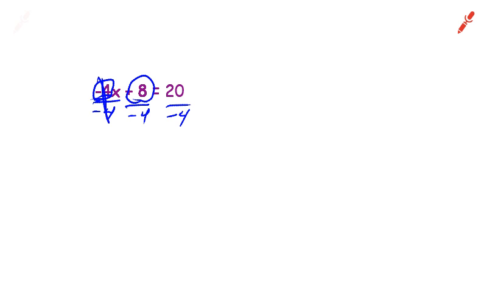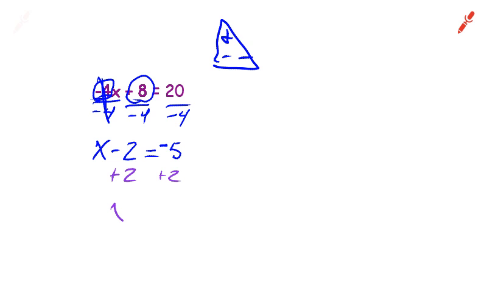Well, those two just cancel and I get x there. 8 divided by negative 4. Well, 8 divided by 4 is 2. A positive divided by a negative is a negative. So I've now got x minus 2 equals what? Well, 20 divided by 4 is 5. And because of my magical integer triangle, I know that a positive divided by a negative is a negative. So I end up with negative 5. Now, ladies and gentlemen, I'm just going to add 2 to finish off solving for x. I get x equals negative 3.